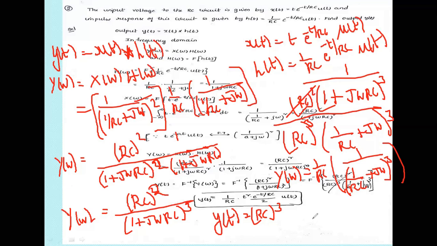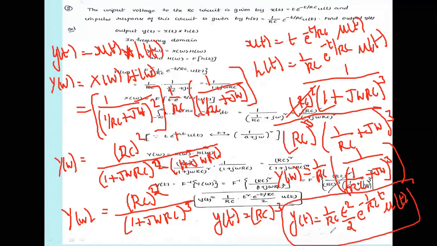Square means t is multiplied, and cube means t square by 2 factorial. To apply the inverse Fourier transformation, it becomes y of t is equal to 1 by RC, which is a constant. Now here the cube term is there. You can multiply this as t square by 2 factorial, that is 2, into e power minus 1 by RC into t mu of t. The output function is y of t is equal to 1 by RC, t square by 2, e power minus t by RC, into mu of t. Okay, my dear students, it is very, very important.